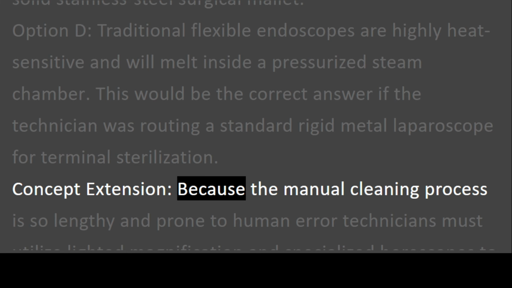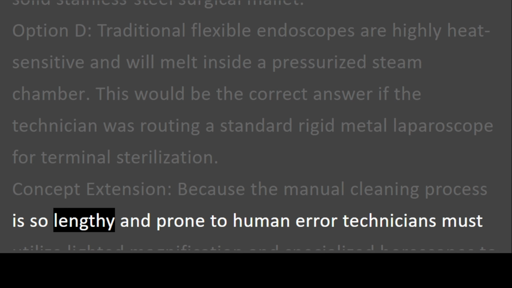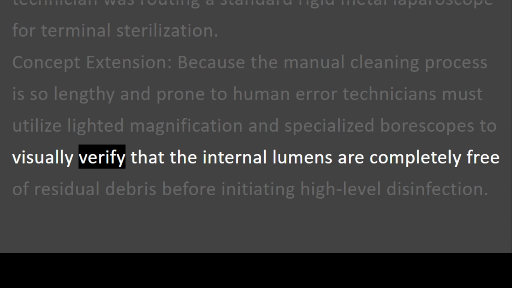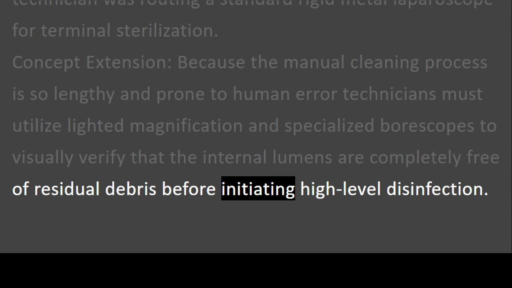Concept extension. Because the manual cleaning process is so lengthy and prone to human error, technicians must utilize lighted magnification and specialized borescopes to visually verify that the internal lumens are completely free of residual debris before initiating high-level disinfection.